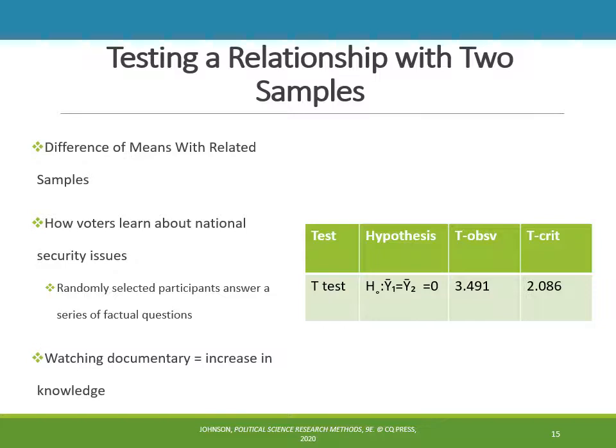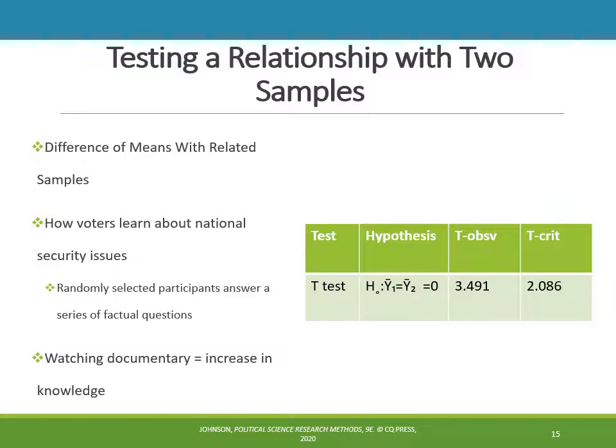And we go through and follow those steps we talked about in the beginning of the lecture, and we calculate our t observed, and we also look in our chart and find our t critical. And we see that our t observed is 3.49, and the number that we had to hit was 2.086. So does this mean that we accept the null hypothesis, or does it mean that we reject the null hypothesis based on our observed and our critical value?